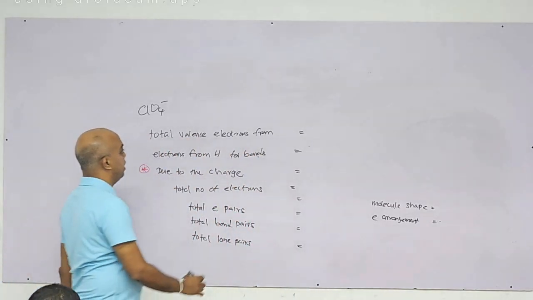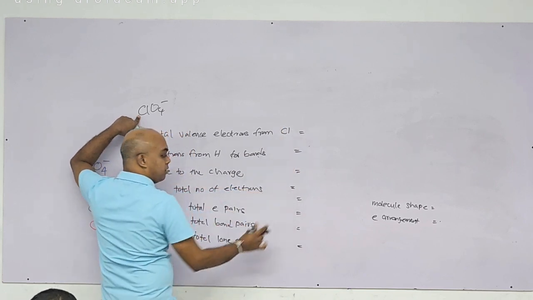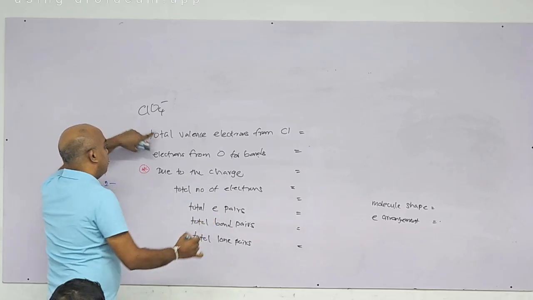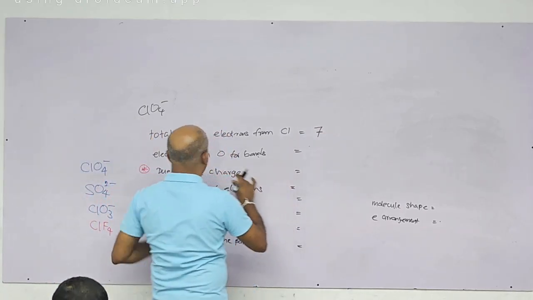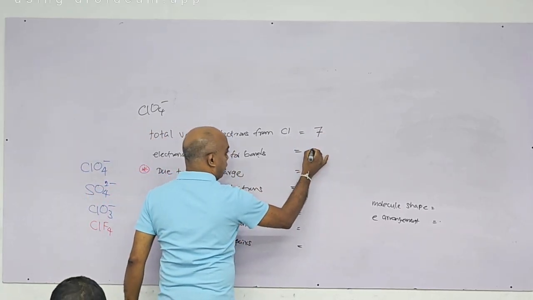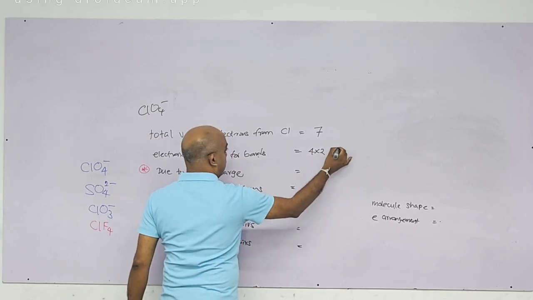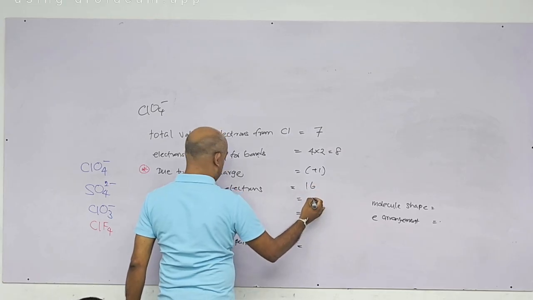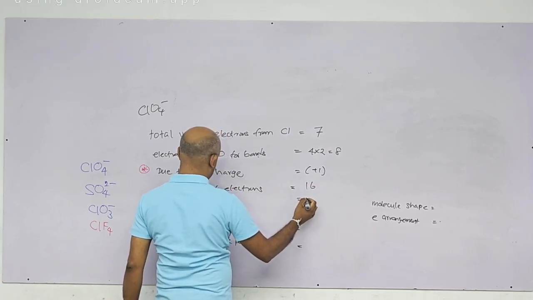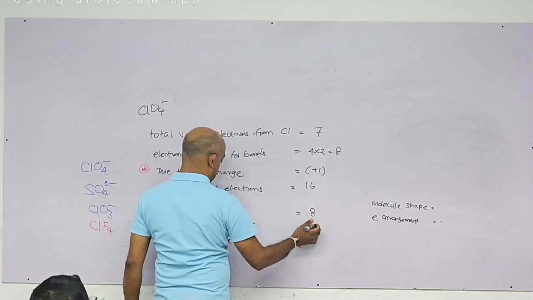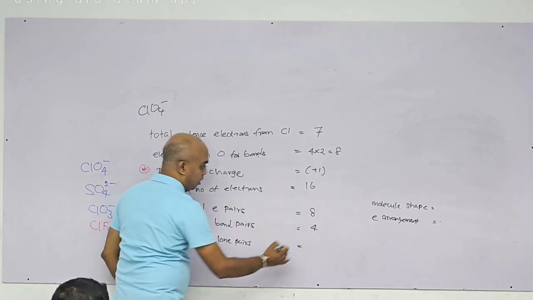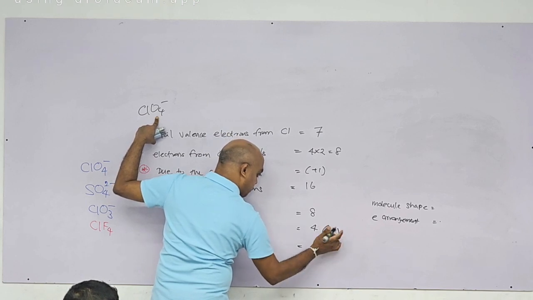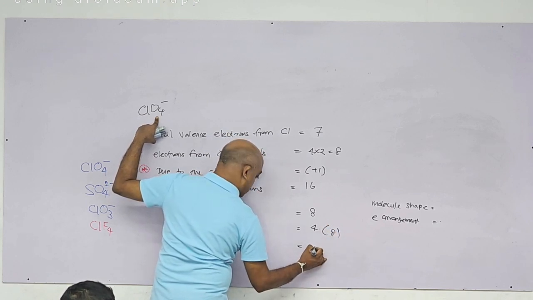ClO4 minus, total valence electrons. From chlorine that is 7. From oxygen that is 4 into 2, that is 8, due to the charge plus 1. So altogether 16. Total electron pairs is 8. Now bond pairs is 4. 4 will be consumed for 8, like this, and this is 0.